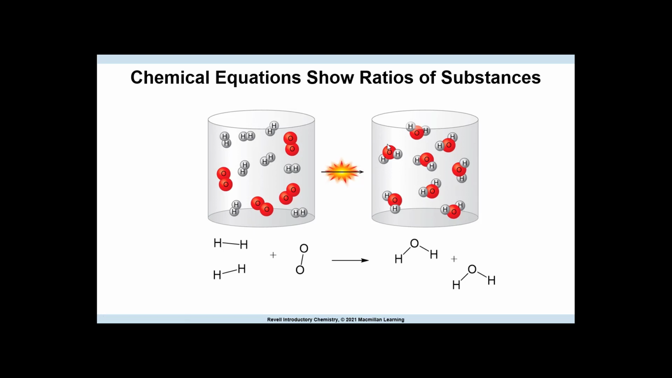So chemical equations also convey the ratio of reactants and products. For example, when hydrogen and oxygen gas combine, they can react explosively to form water. In this reaction, every 2 molecules of hydrogen gas react with 1 molecule of oxygen gas to produce 2 molecules of water. Notice that this reaction follows the law of conservation of mass. Atoms are not created or destroyed in the chemical change, and the total mass of the products equals the total mass of the reactants. So what you start with is what you end with. They just, in a sense, change partners, if you can see here.